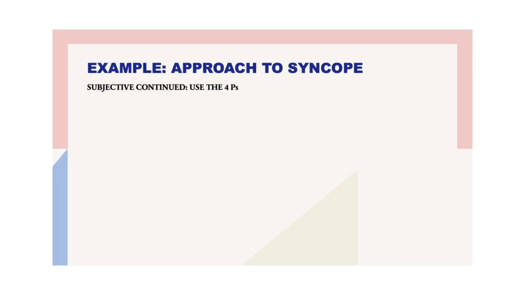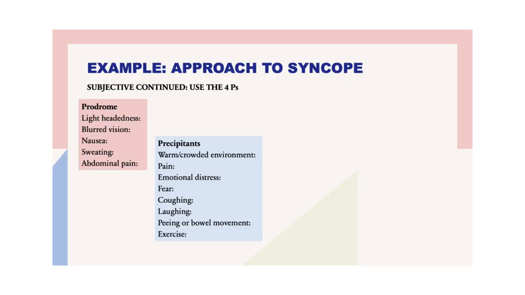Continued, I like to use the 4Ps. This is a way for me to differentiate what diagnostic bucket this syncopal episode might be falling under. So for example, P is the prodrome. So what was happening before the syncopal episode happened? Were they experiencing any lightheadedness, blurred vision, nausea, sweating, abdominal pain?